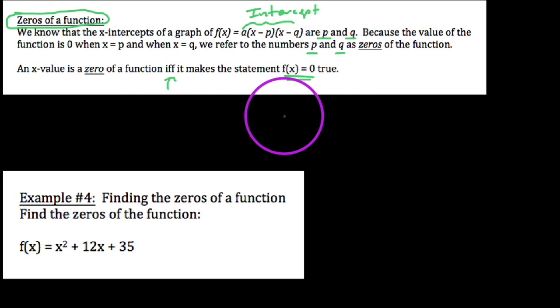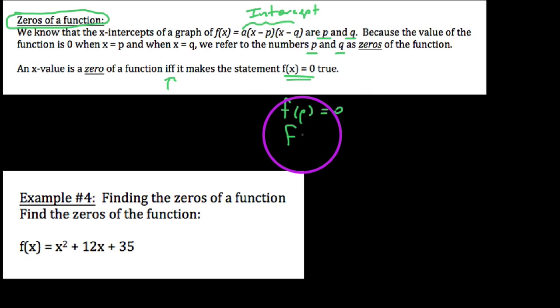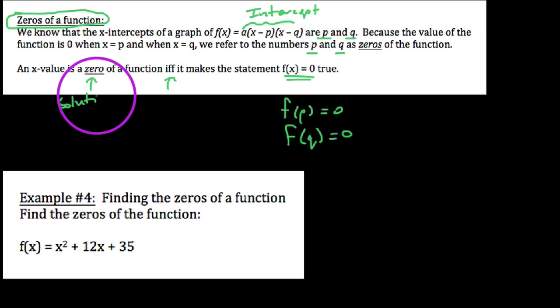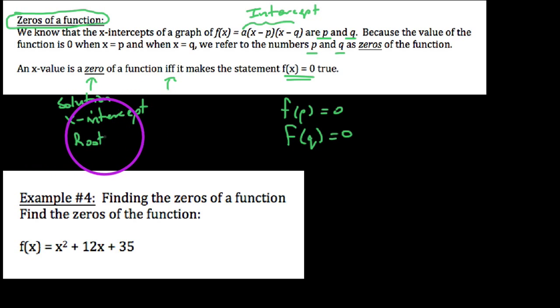So we're looking for x values that when we plug them in cause our function to be 0, and if it's in intercept form, as the one upstairs here is, we would say that f of p equals 0 and f of q equals 0. Then we say p and q are zeros. So another name for a zero is a solution. Another name for a zero is an x-intercept, because that's going to be where our graph intercepts the x-axis. And we also call them roots from time to time.